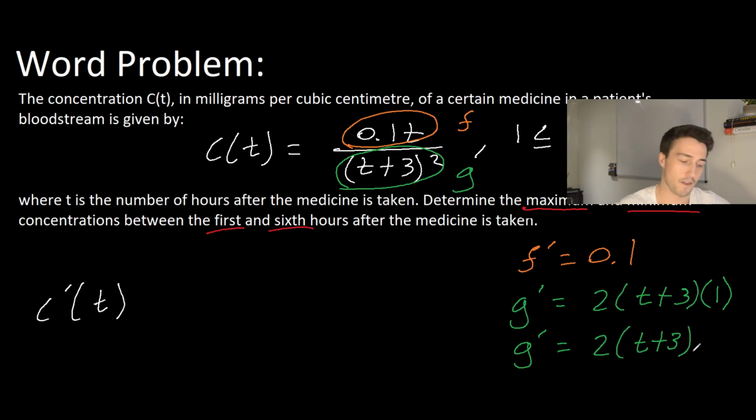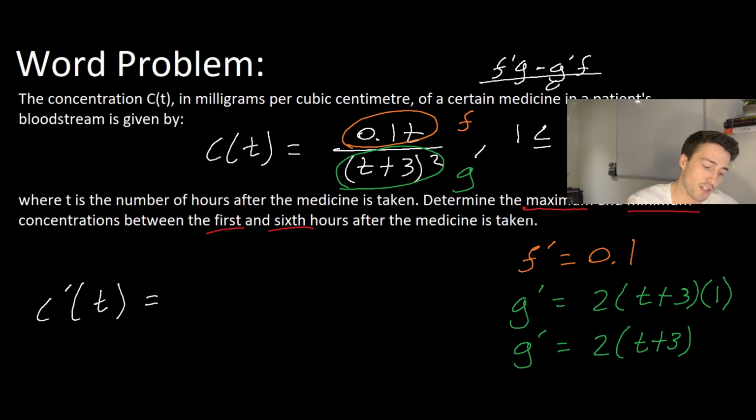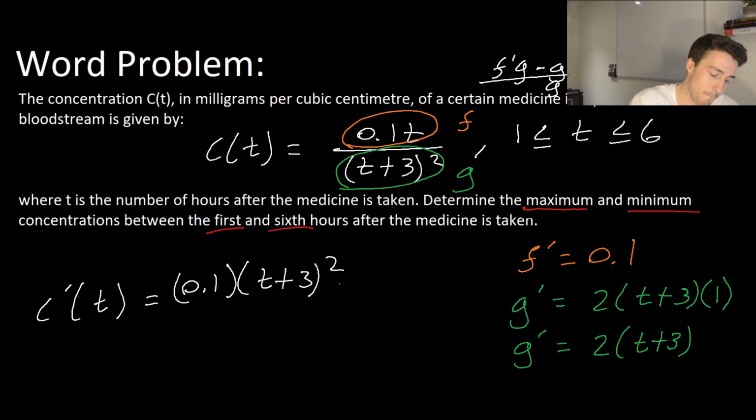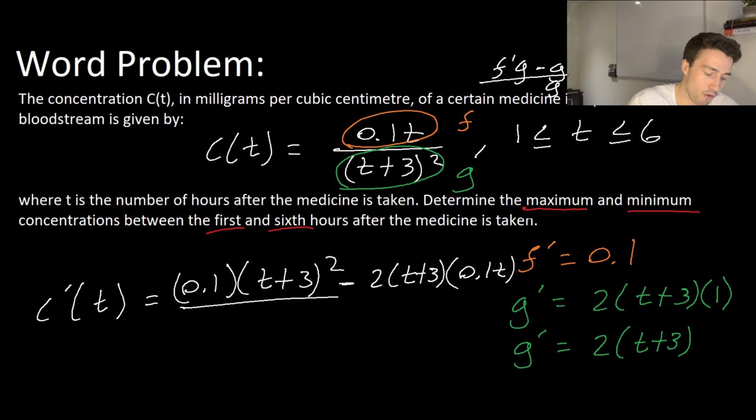And now we can apply the quotient rule. Remember, the quotient rule is f prime g minus g prime f, over g squared. So that's what we're going to do here. We have f prime, which is 0.1, multiplied by g, which is (t plus 3) squared, minus g prime, which is 2 times (t plus 3), multiplied by f, 0.1 t. And that is all over g squared, so (t plus 3) squared, and then all of that squared.